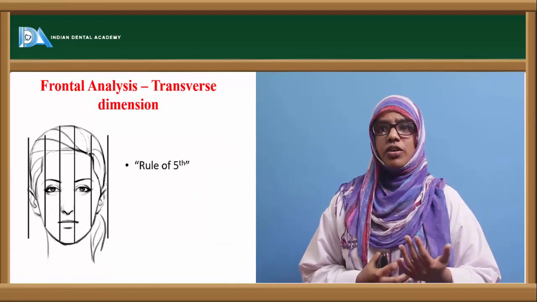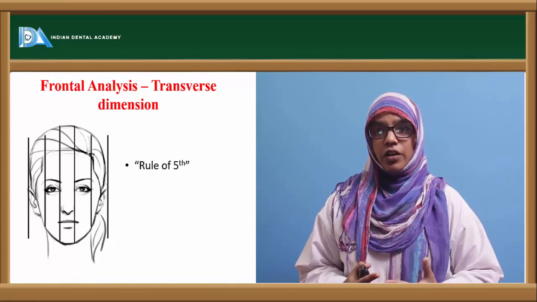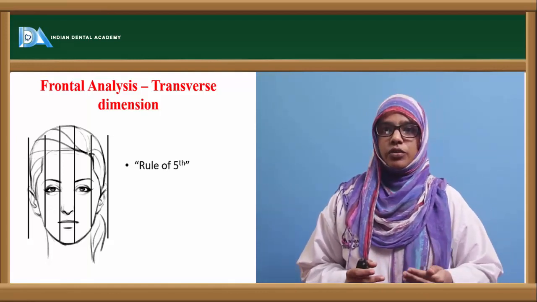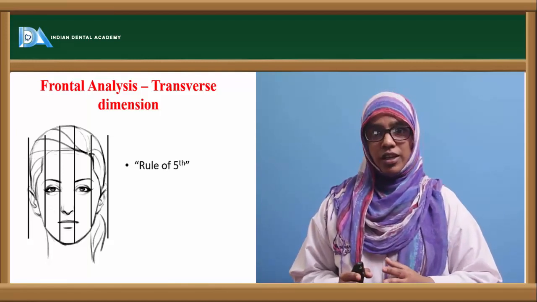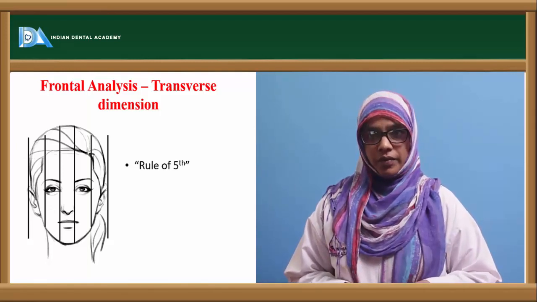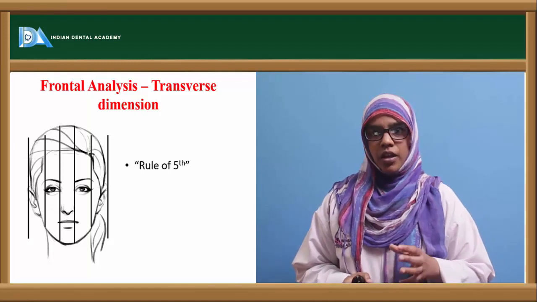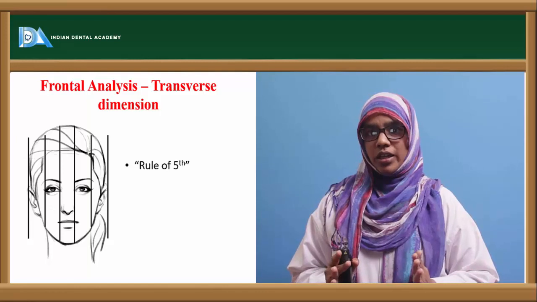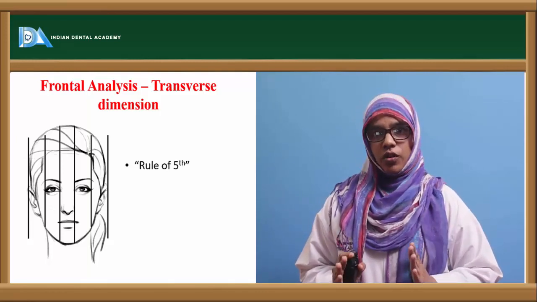Let's move on to the transverse analysis, that is, to analyze the frontal profile of the patient in the transverse dimension. In this case, the rule of 5 is used, wherein the face is divided into 5 equal sections. These depend upon the width of the eye, starting from the helix on one side to the helix on the other side. It is said that the outer canthus of one eye to the outer canthus of the other eye should coincide with the angle region of the face.